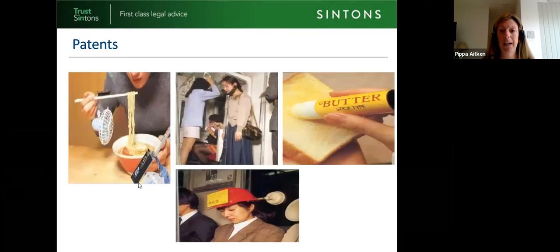So moving on to patents, just some funny patents that have been tried to be registered previously, some of which I think are very, very good. Again, patents are registrable in the UK at the UK Intellectual Property Office, but you can expand to other territories worldwide.